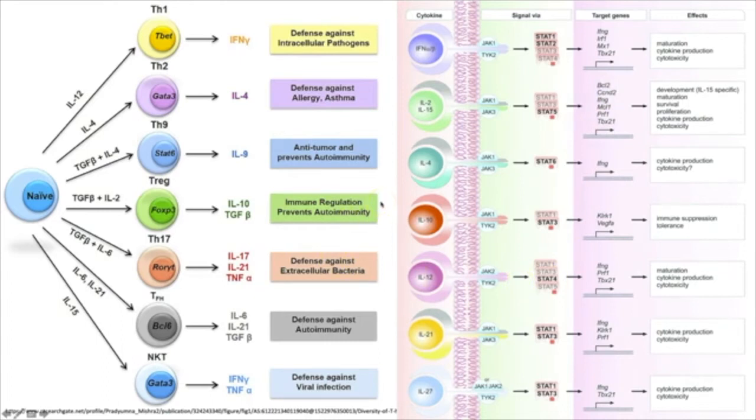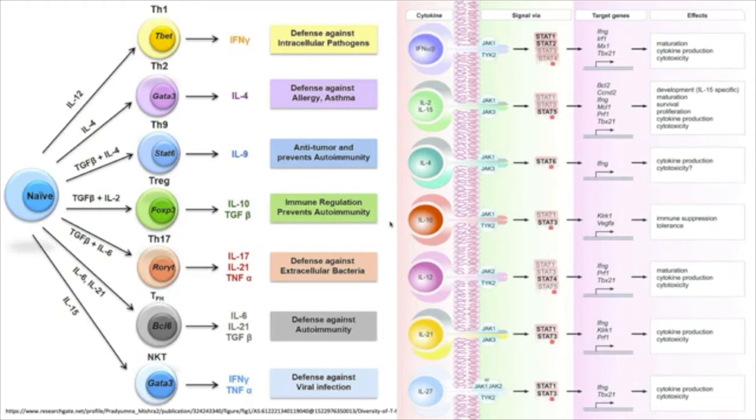So interleukin 12 is associated with cytotoxic T cells. Interleukin 10 is a great example of an immunosuppressive cytokine. So interleukin 10 would be associated with T regulatory cells and B regulatory cells. It's the quintessential cytokine secreted by those. Whereas other cytokines are more associated with inflammation.